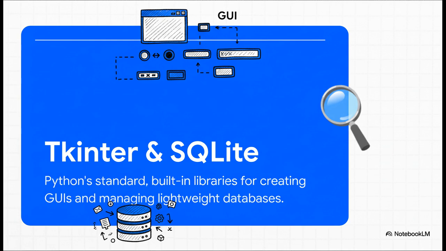Tkinter is Python's go-to library for creating all the windows, buttons, and text boxes, the graphical user interface, or GUI. And SQLite? Well, that's our database engine. Now here's the best part, and it's a big one. They are both included with Python right out of the box. That means no complicated setup, no extra downloads.